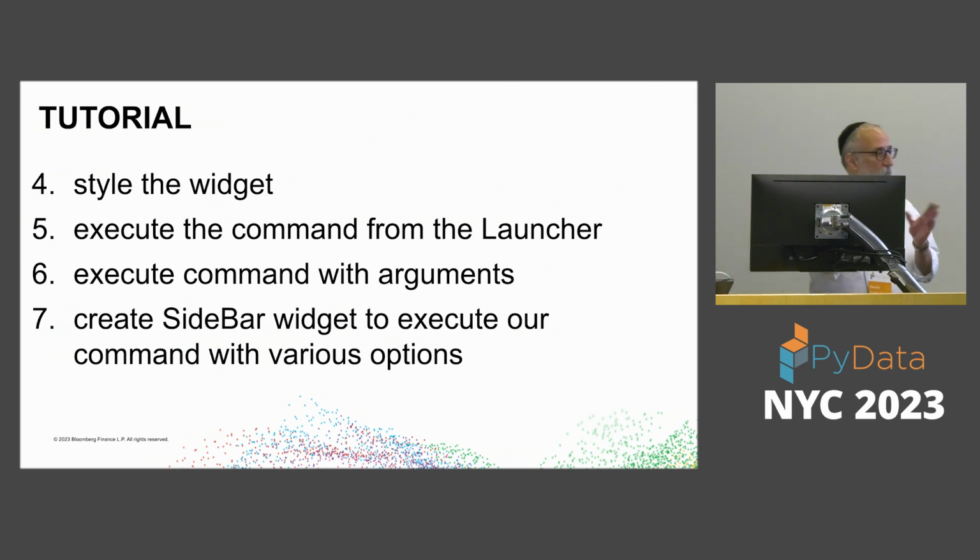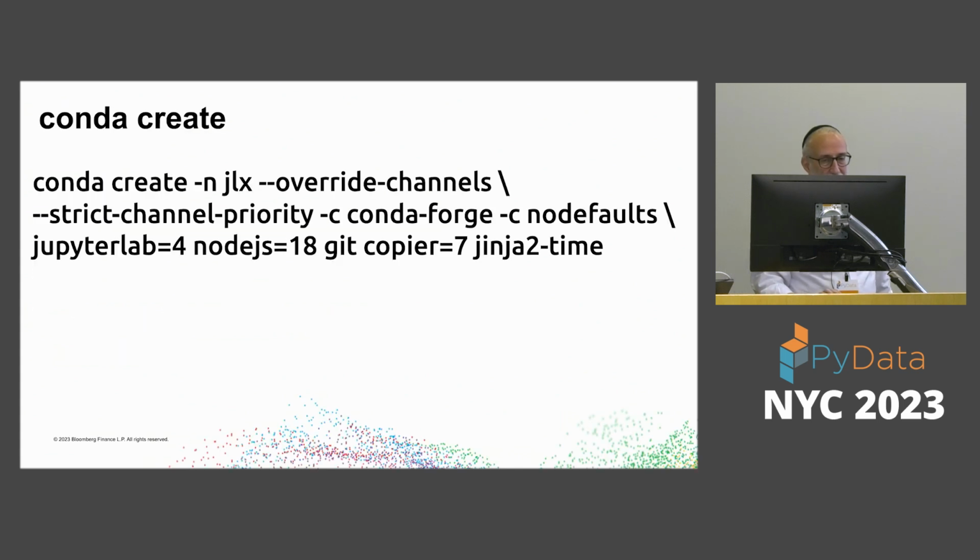Then we'll see how we can execute the command from other places within JupyterLab, not just from the command palette, maybe from the menu or, we'll do it from the launcher. Then we'll see how we can execute the command with arguments to cause our extension to behave differently in different situations. And finally, we'll create our own sidebar widget, kind of like the launcher, which will have multiple buttons, and we can launch our widgets in different ways based on the buttons.